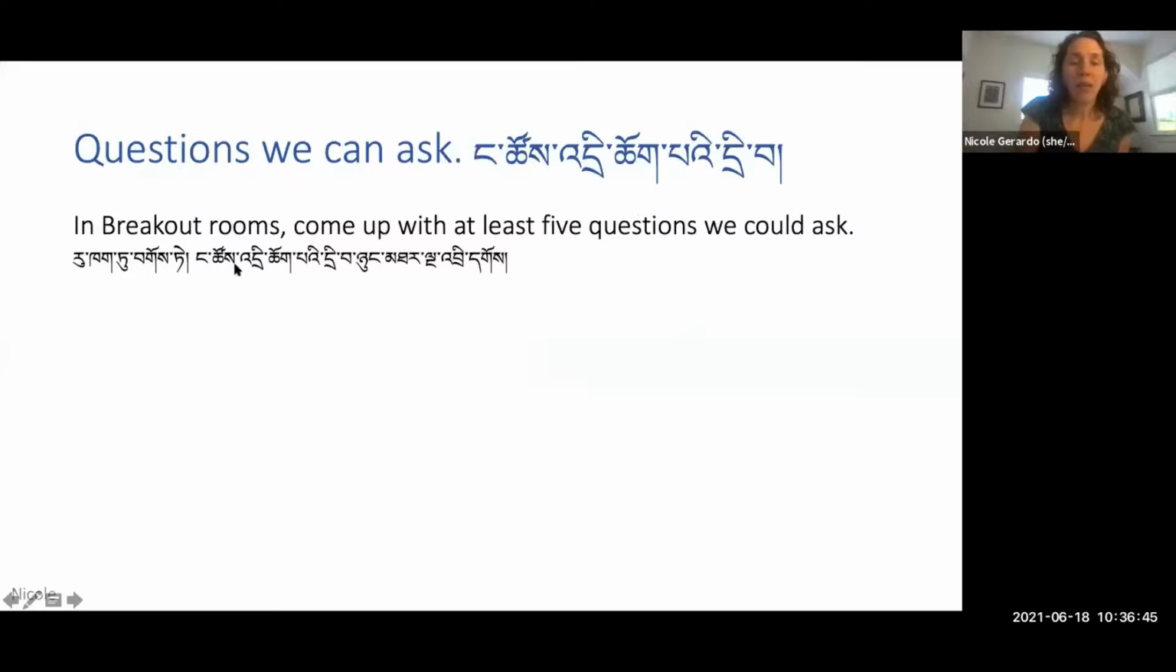So what we'd like to do now is we're going to go into breakout rooms, and we'd like each group of 5 breakout rooms, each group to come up with at least 3 questions that we could ask with our data. And in just a moment, I'll put a link so that if you are able to, you could actually go look at the survey to get a reminder of the questions that we asked.